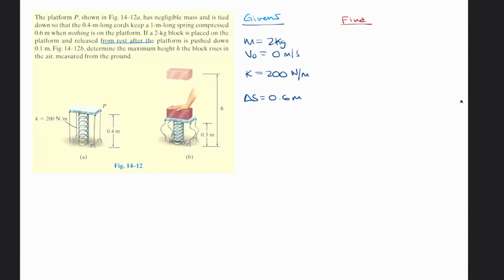And then the initial compression was that, and then the platform is pushed further 0.1 meters, right? We gotta figure out then what is the total amount that it moves off the ground. And you can see you gotta find that h height. So find h. What is the total height?